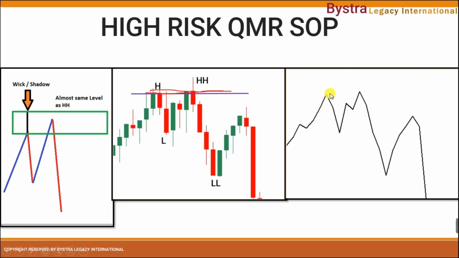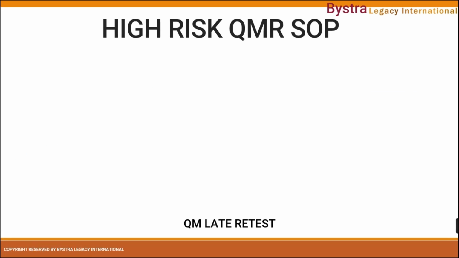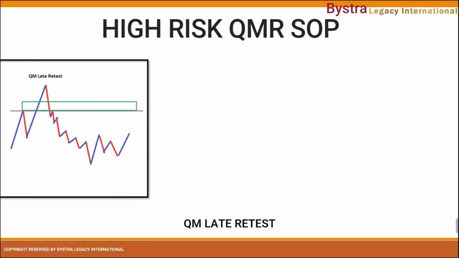And if you look at the line chart, here it goes. See, they are almost the same. So this is very high risk, and we avoid this kind of QMR. Let's look at the second one. The second one is the late retest.